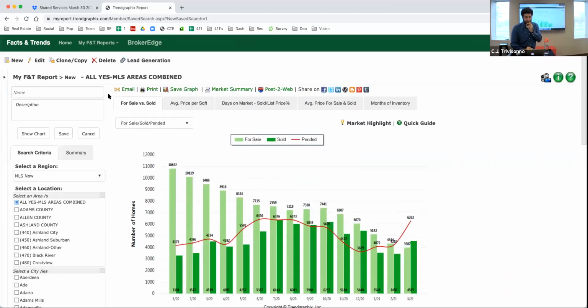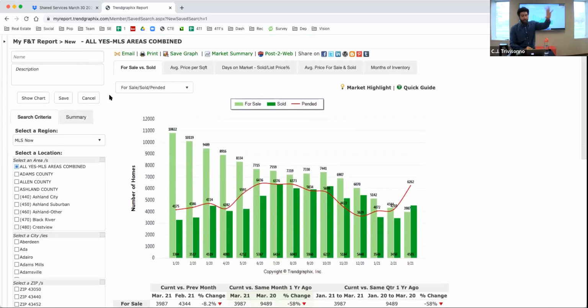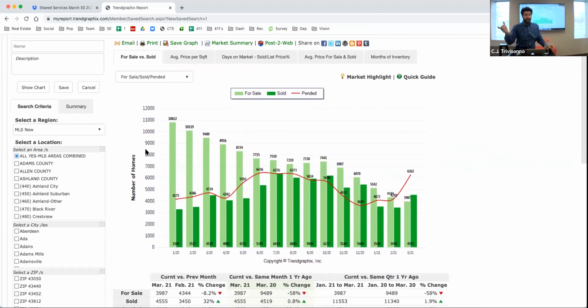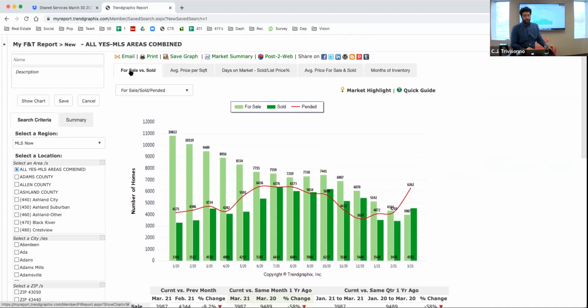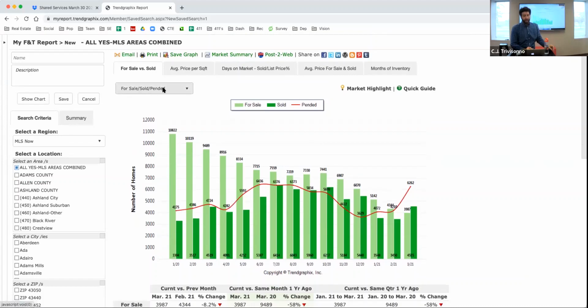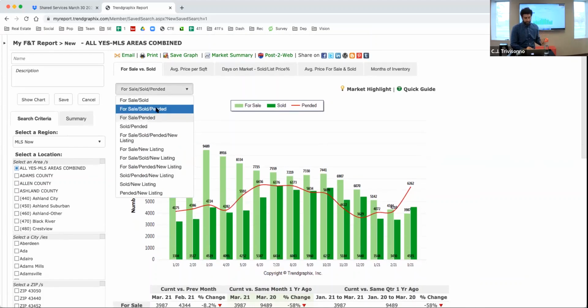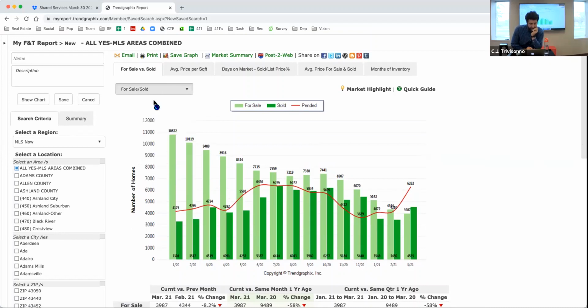I'm going to show you guys a couple of things. So let's stick with all Northeast Ohio for right now. You see how we printed that market summary. We opened up that. Up on the tab here, you can see this for sale versus sold. You can play around and toggle this a little bit if you want. You can do just literally for sale versus sold. If you want to export a graph, you can export it out of here.